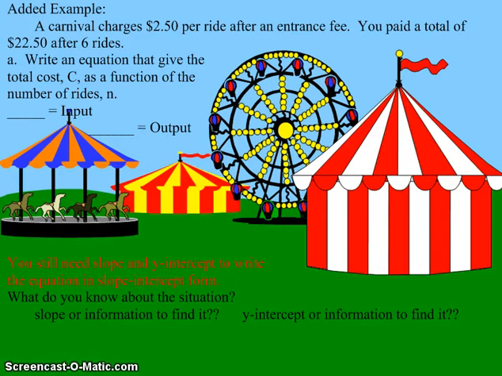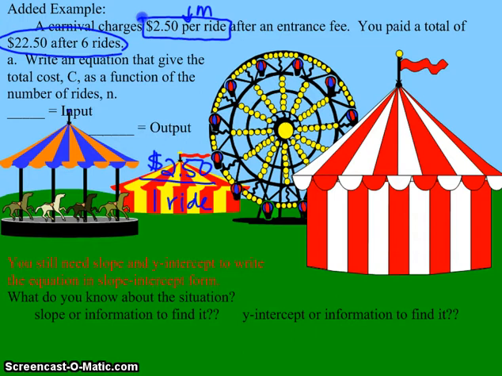You paid a total of $22.50 after 6 rides. Well, I see that per phrase. That means I have a slope. Now the $22.50 after 6 rides, there's my ordered pair. But I have to be very careful about my input and my output, and the secret is actually in the slope. They told you $2.50 per 1 ride. Remember, your slope is always the change in y over the change in x. That means x are the number of rides, and the output is your money. So my ordered pair is actually 6 and $22.50.